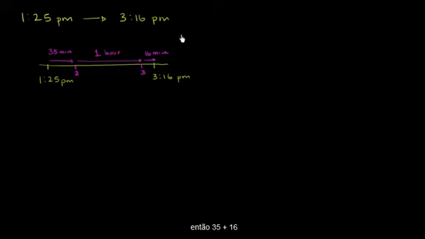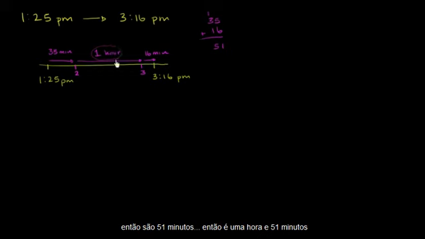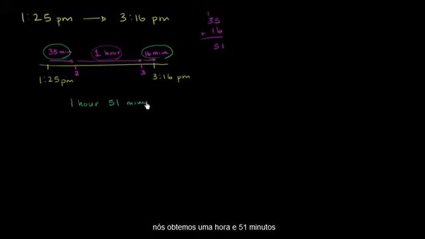So 35 plus 16, I'll do it right over here. 5 plus 6 is 11. 1 plus 3 is 4, plus 1 is 5. So it's 51 minutes. So it's 1 hour and then 51 minutes, right? 35 minutes plus 16 minutes is 51. So we get 1 hour and 51 minutes.